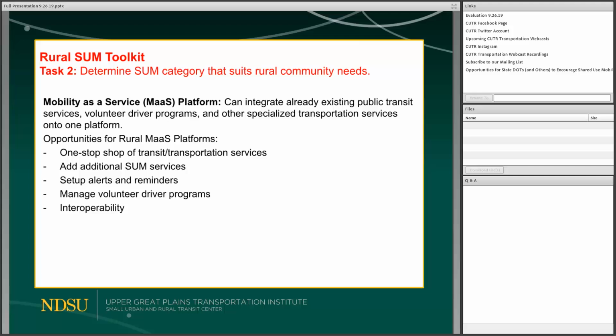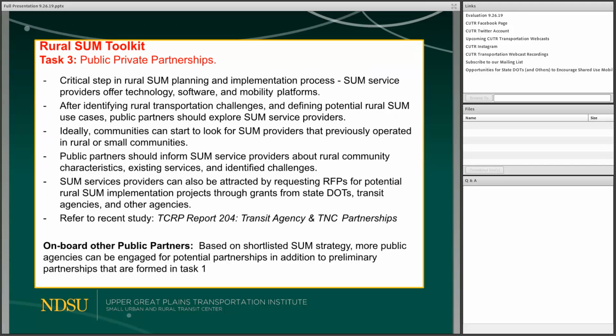One other option is mobility as a service, and the mobility as a service framework can essentially integrate all public transportation services, voluntary driver programs, and other transportation services on one platform. It could provide one-stop information for all services, add additional shared mobility services, set up alerts, and manage voluntary driver programs and interoperability. There is a pretty wide range of opportunities here if rural communities can integrate all of their services and assets on one platform to better manage and operate them.